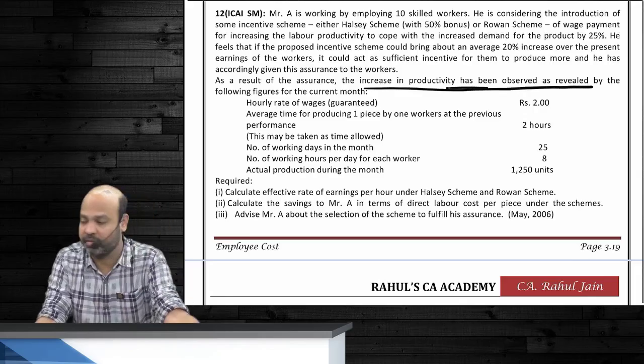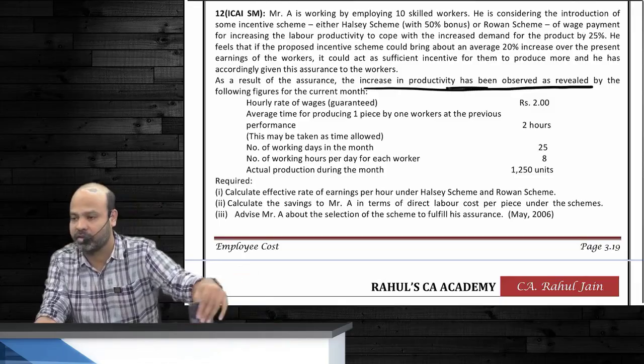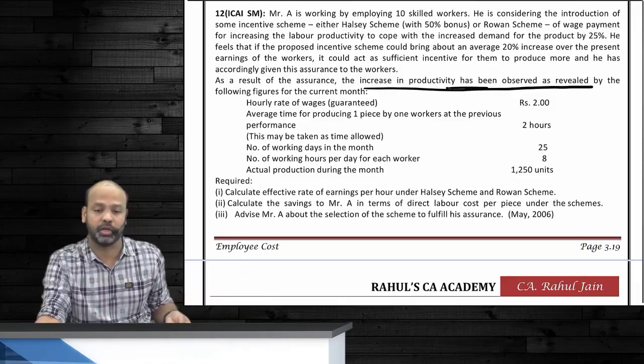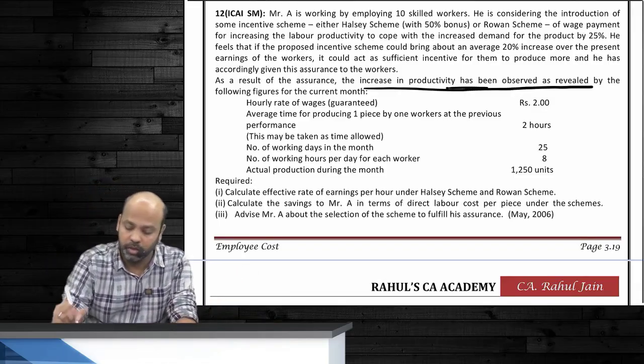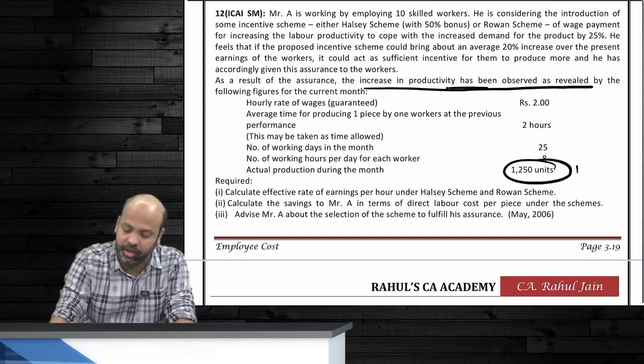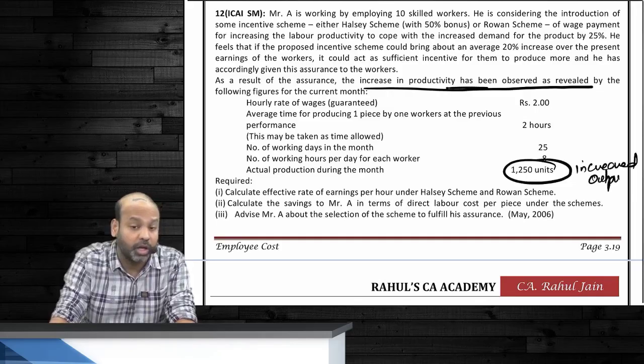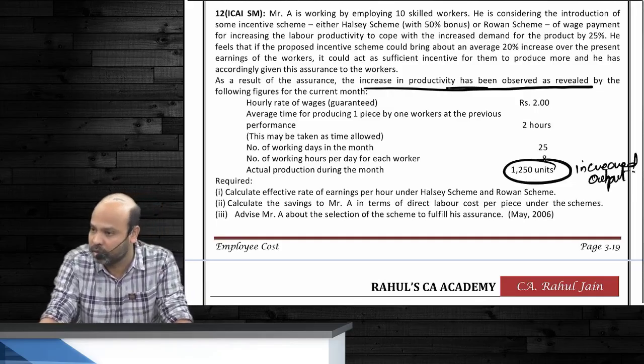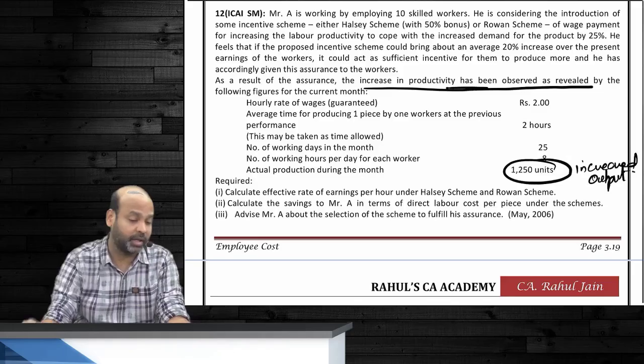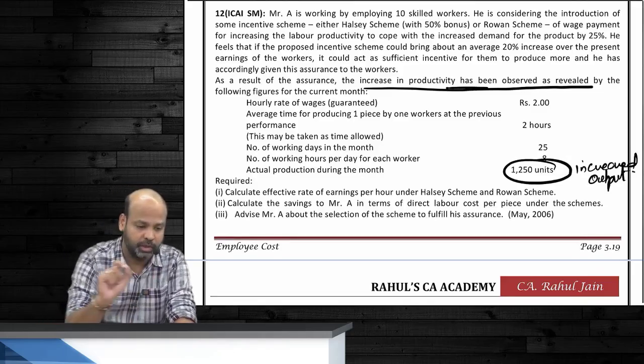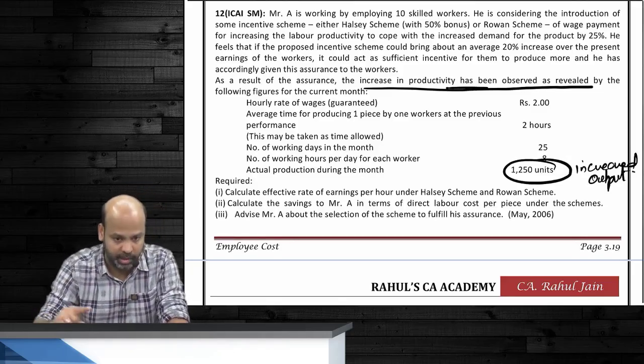The details given below are after increase in production or before increase in production? So the details here with 1250 is the increased output. It is not the existing output. This 1250, beta, this will be the increased output. Write it on the side, beta, increased output. Write it later, remember.